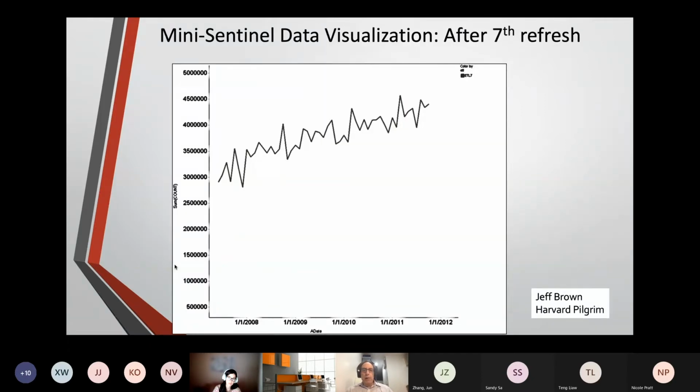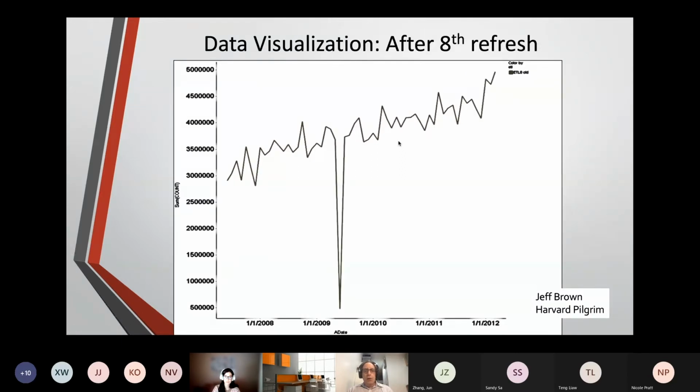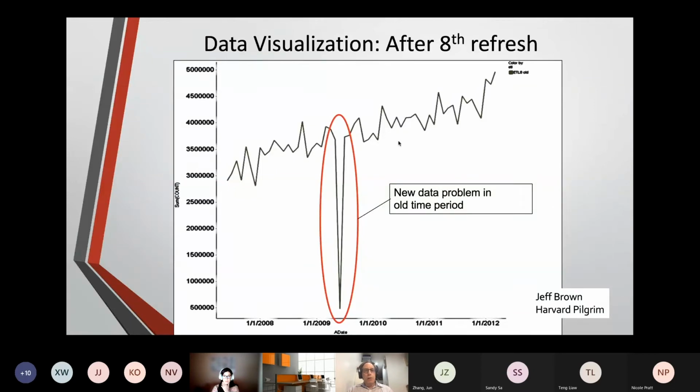Here's a similar example. This comes from the Mini-Sentinel project from Jeff Brown. This is a project where they were extracting data. This was the 7th cycle of extracting data. This is a value that is rising over time, as it should. The jags are fine. On the 8th extraction, all of a sudden, out of the clear blue sky comes this enormous loss of data in an old period of time. So they're doing an 8th extraction, a historical extraction, and suddenly there's this huge divot in the data.